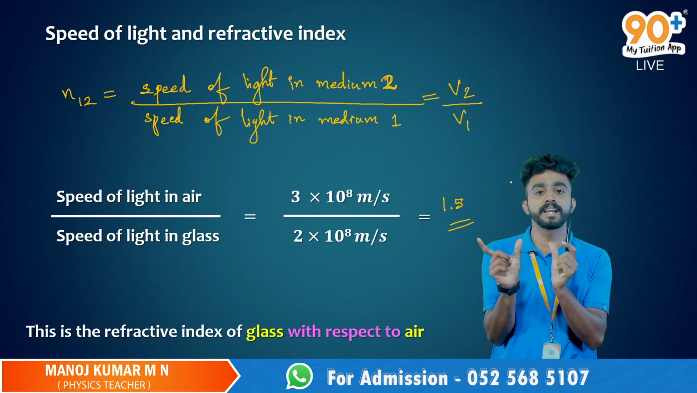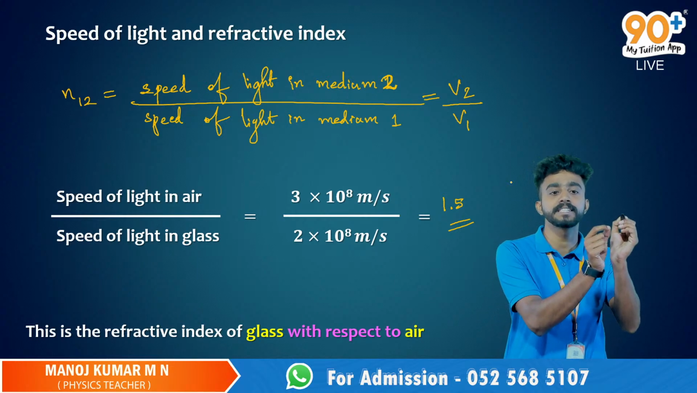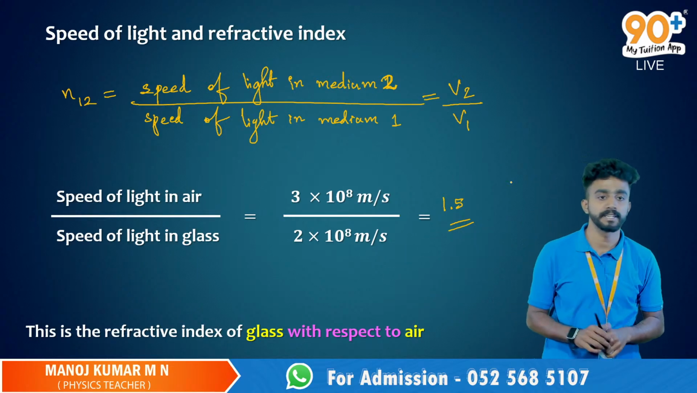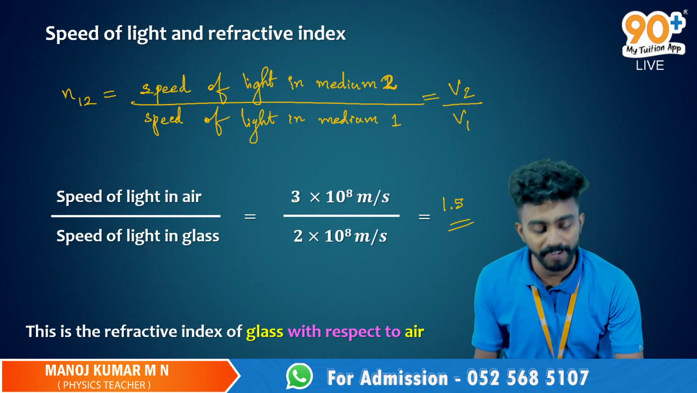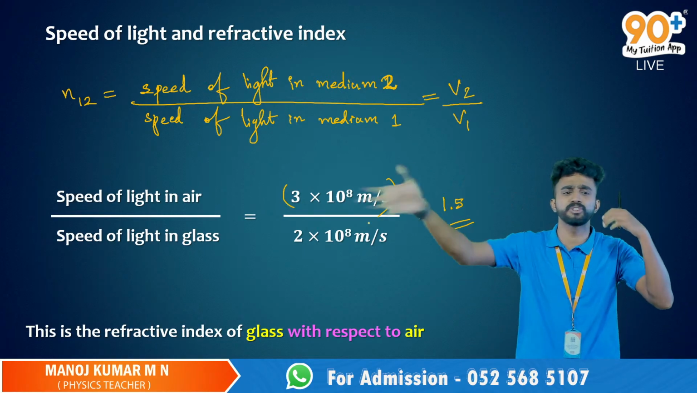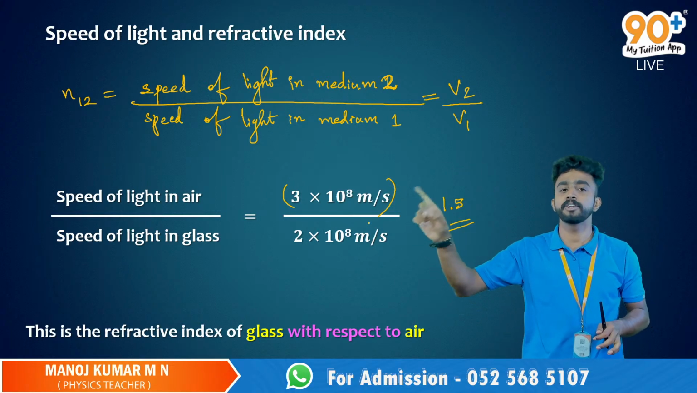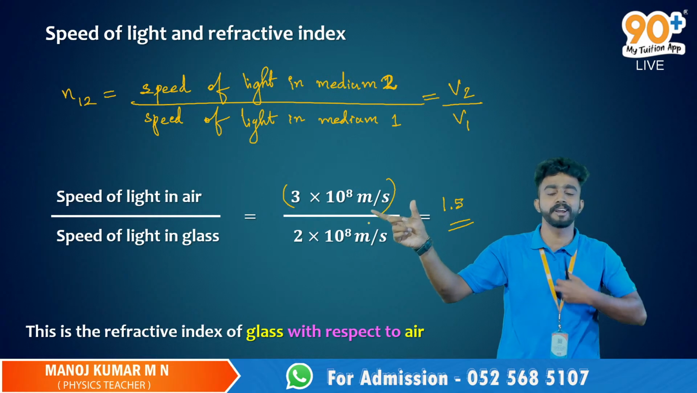So if there is a question like that, in brackets it will be given: the speed of light in glass is 2 into 10 raised to 8 meters per second. And the value of the speed of light in air, you will have it in your mind, right? Because you have used it in 9th grade already. So this particular value you have to memorize.